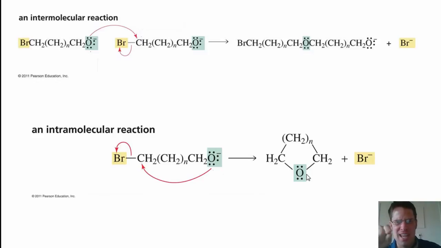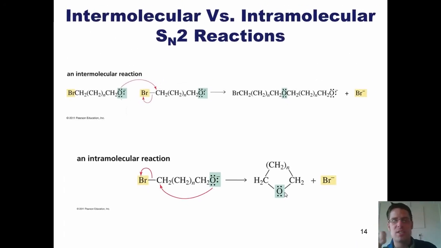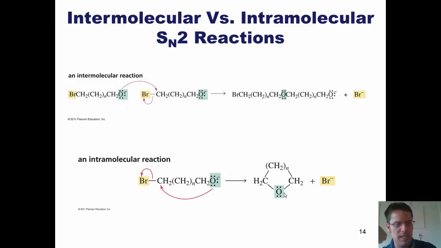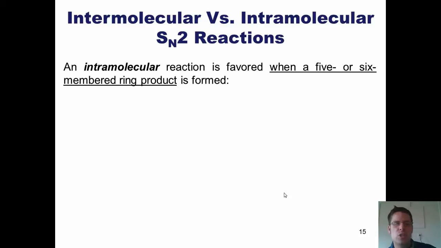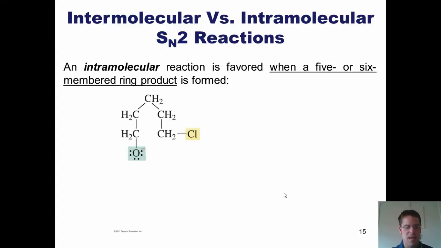So that prompts us to ask, which of these two processes is going to occur, an intermolecular or an intramolecular? Here's the answer. An intramolecular reaction is favored when doing so will form a 5 or 6 membered ring. Here's an example. I've got a negatively charged oxygen here closing in on a CH2 and kicking off a chloride. You'll note that when it does that, it gives this ring that has 6 atoms, 5 carbons and 1 oxygen.